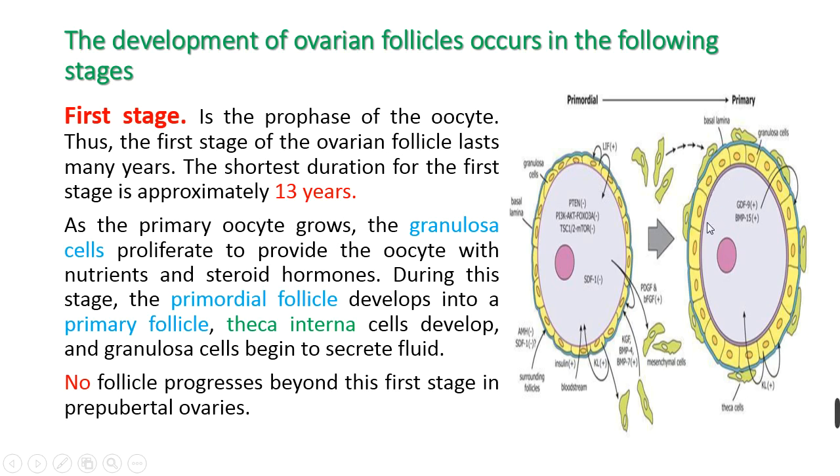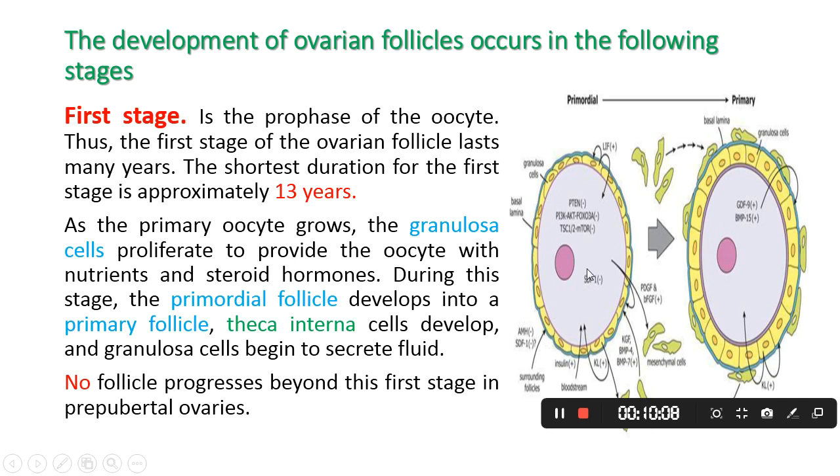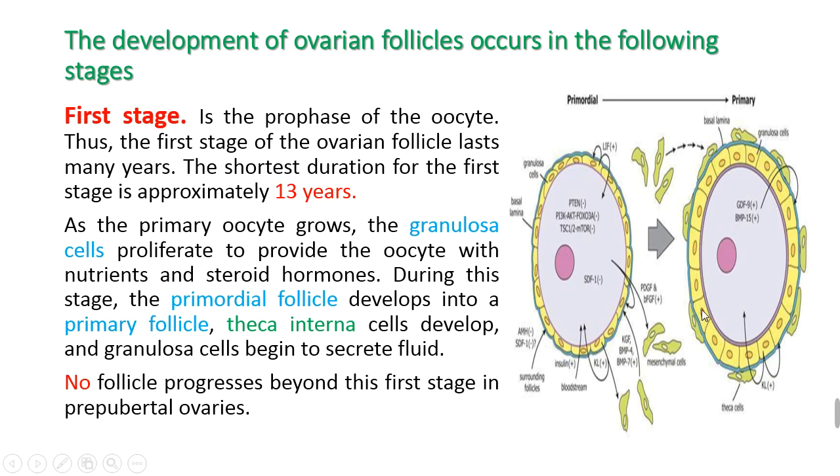The most important for survival of the primary follicle are the theca interna cells and the granulosa cells. No follicle progresses beyond this first stage in the pre-pubertal ovaries. When the female is still in the childhood period, no follicle progresses beyond the first stage.